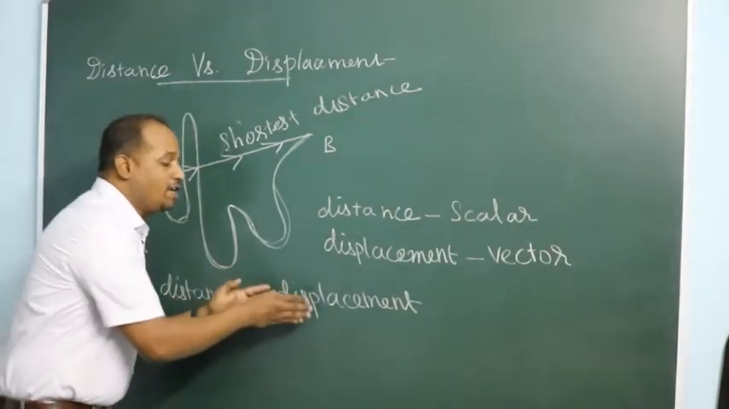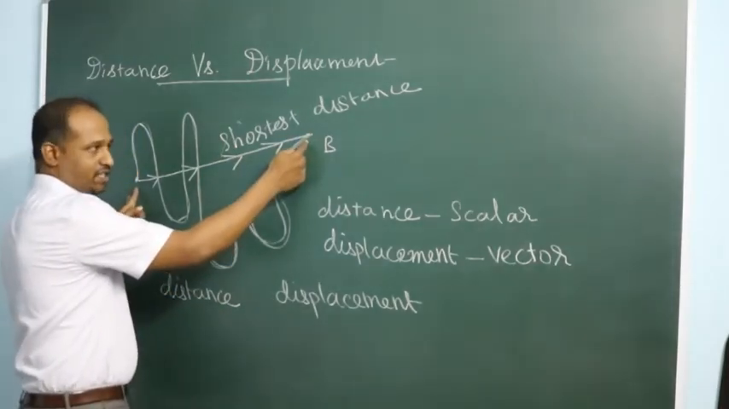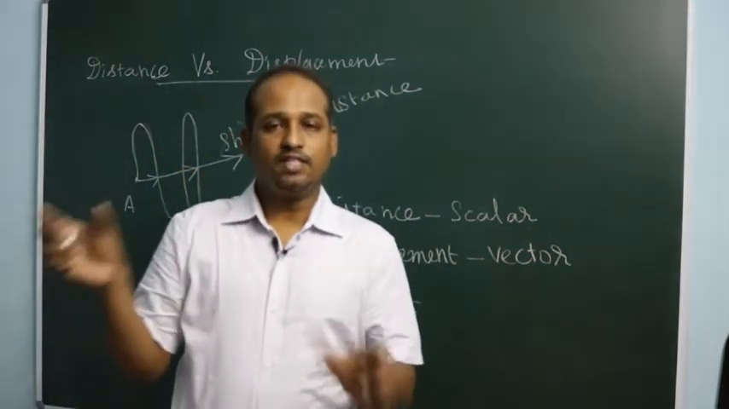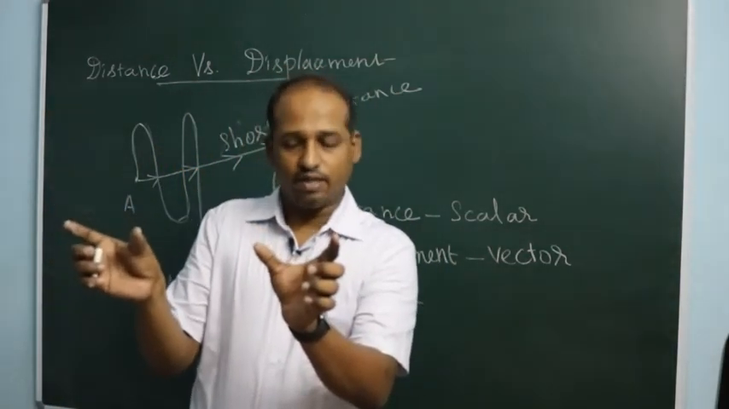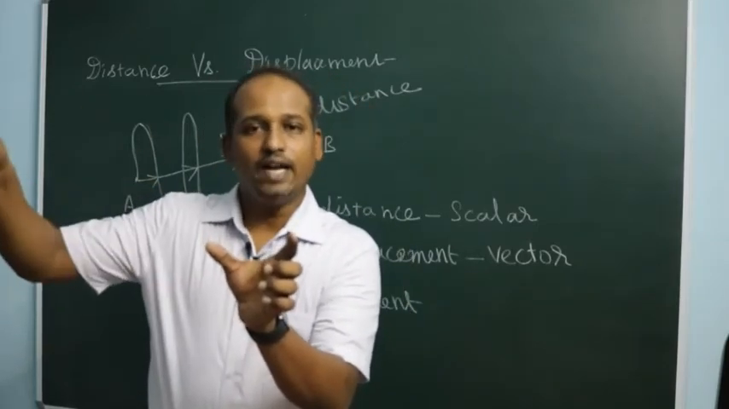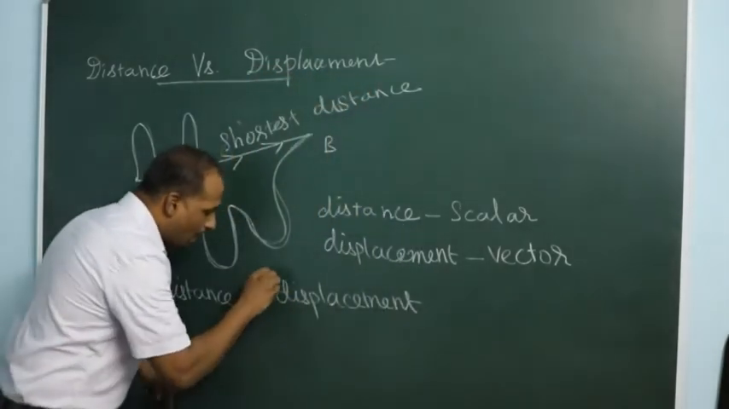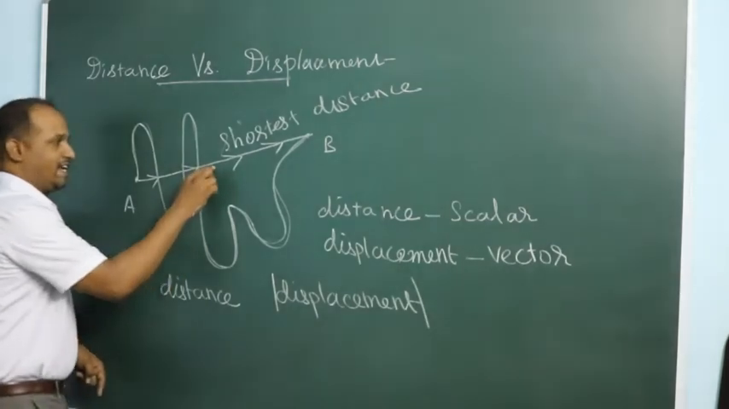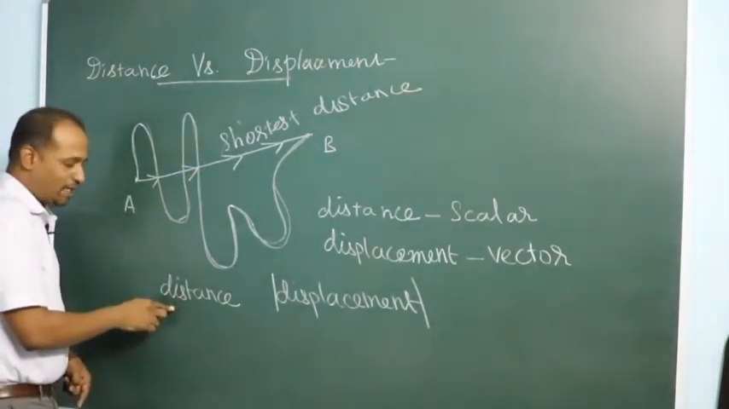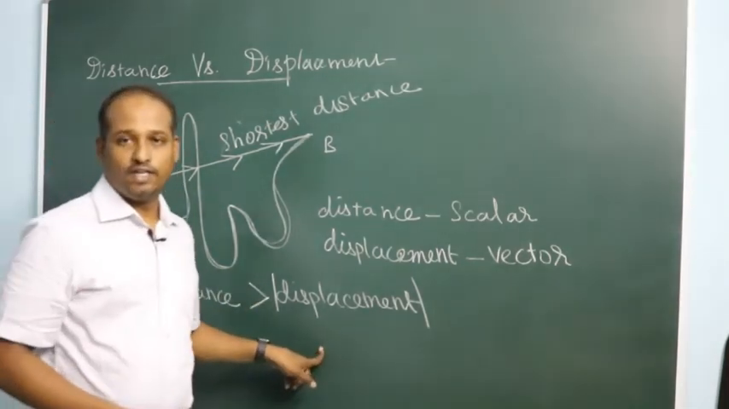So the magnitude of displacement: suppose this distance is, say, 10 units. So when you say displacement, it is 10 units from A to B. This "from A to B" is always coming along with it. So if you remove that "A to B", you are removing the direction. Once you remove the direction from the vector, it has got only magnitude. So the magnitude of displacement in this case is less than the actual length of the path. So distance in this case is greater than the magnitude of displacement.